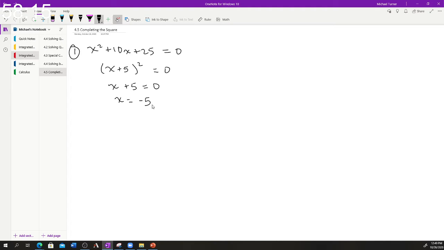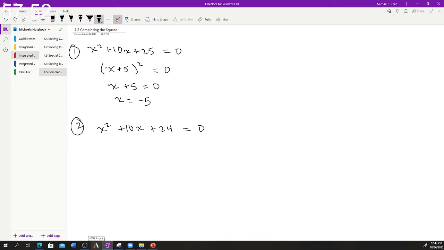Now, the other part of that title is completing the square. Sometimes it is not complete. So let's say I had something like x squared plus 10x plus 24. This is not a perfect square trinomial, because if it's a perfect square, I should have a 25 here, and I don't. I have a 24.